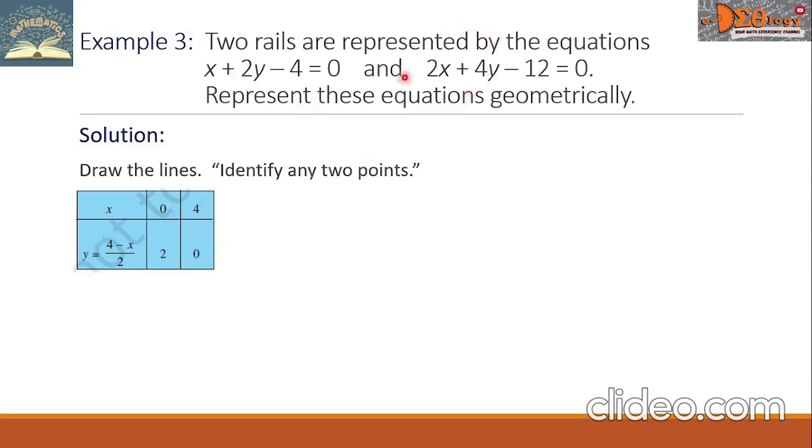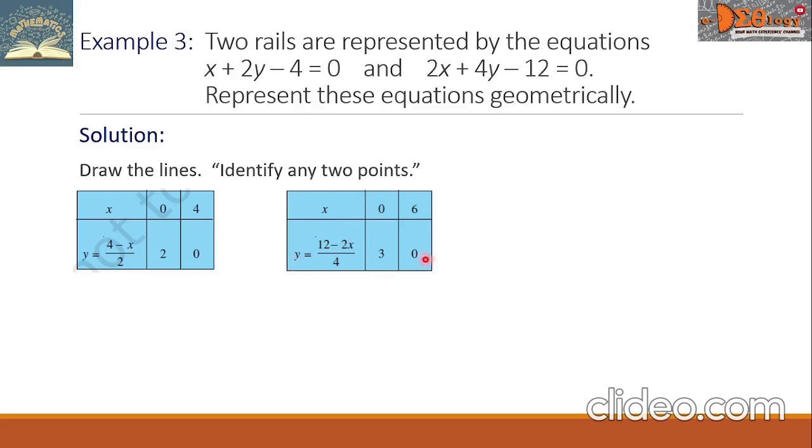Next, our second equation. This is our table of values. Row for x, row for y. On this box, we rearrange our equation such that y is alone on the left. So we have y equals 12 minus 2x over 4. Now, let's assign 0 to x. We substitute 0 to this equation. The value of y is now 3.